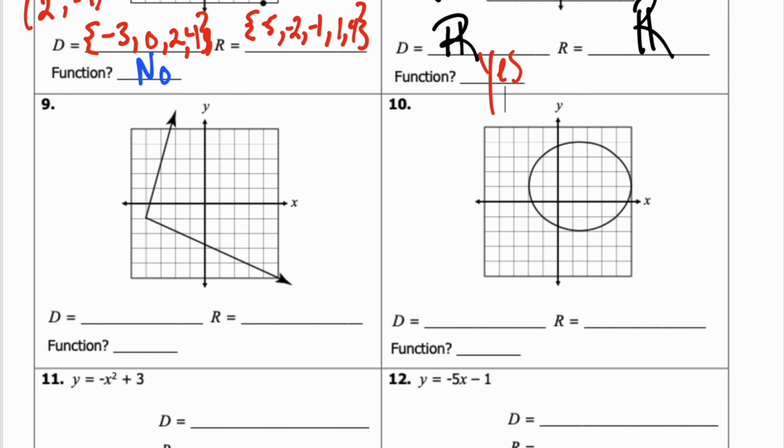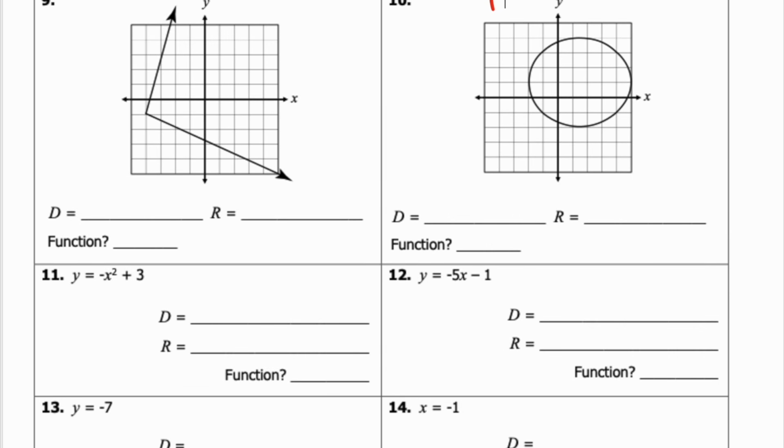All right, let's take a look at number 9. These ones can be a little intimidating when you look at them. You just have to understand what you're looking for when you're trying to find the domain and the range. Well, remember, our domain is asking us how far to the left is something and how far to the right, because this is our x values, right? Our domain is always our x values.